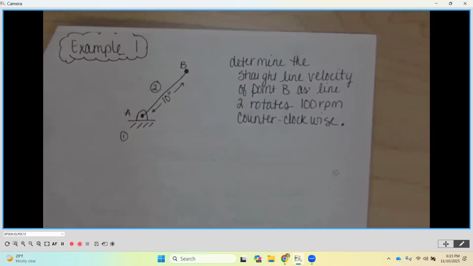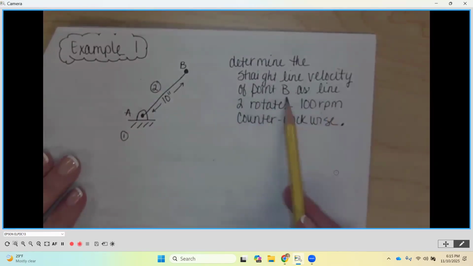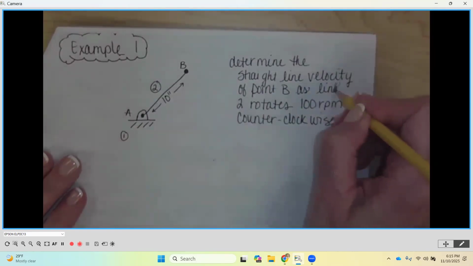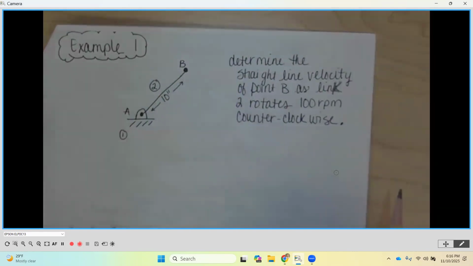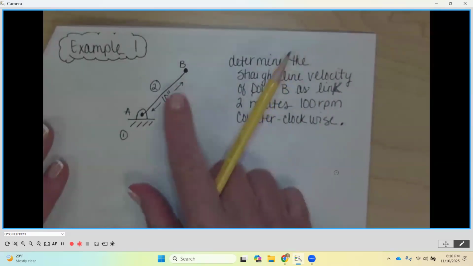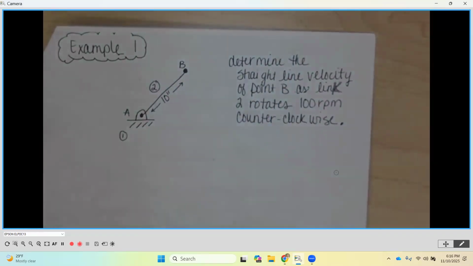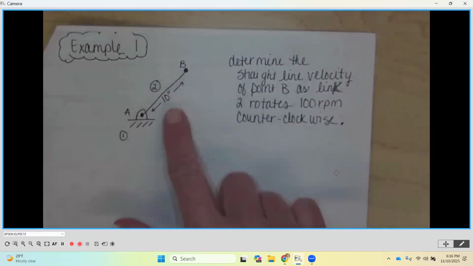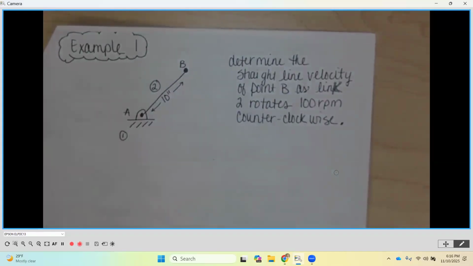So our first example, we want to determine the straight line velocity of point B as link 2 rotates at 100 RPM counterclockwise. So as we see here, we have just a standard frame, right? And a link, number 2. We have the endpoints, or the pin connections, identified here as A and B. And we know that our link is 10 inches long based on this, okay?